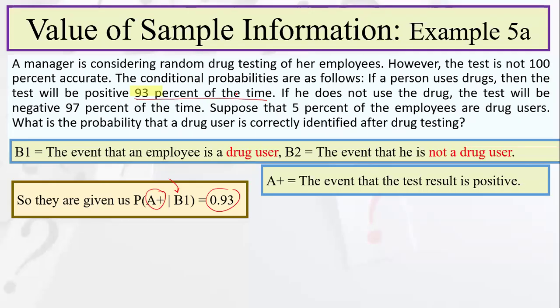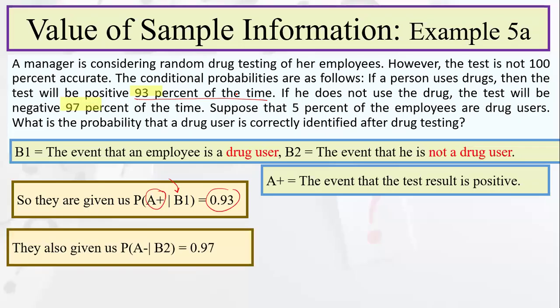Okay. And tested positive, he's not a drug user, is 97%. Tested negative, right? Negative, not positive, negative. Tested negative, and given that he is not a drug user, negative is 0.97. What is it asking you to find out?